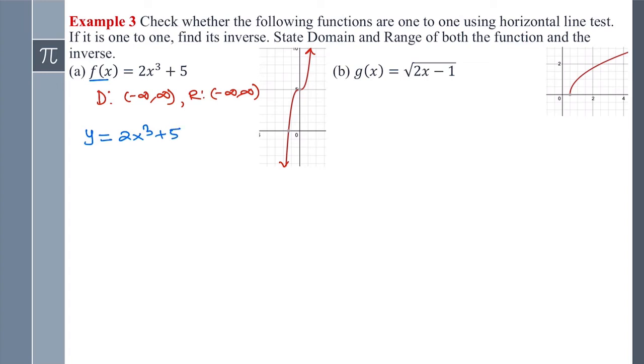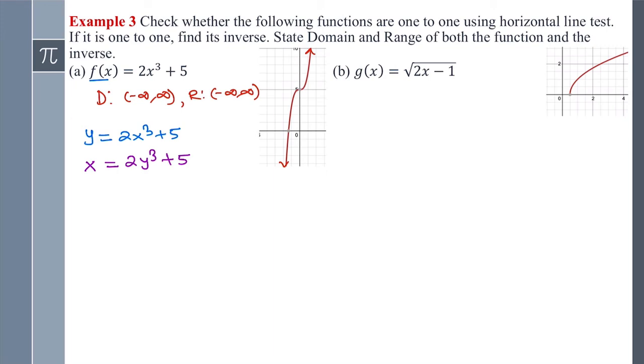The second step is we'll switch x and y. So let's go ahead and do that. That means this y becomes x, and then that one becomes y, then we have plus 5. Now the final step is we are going to solve for y.